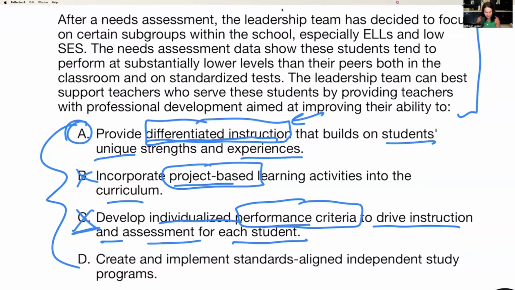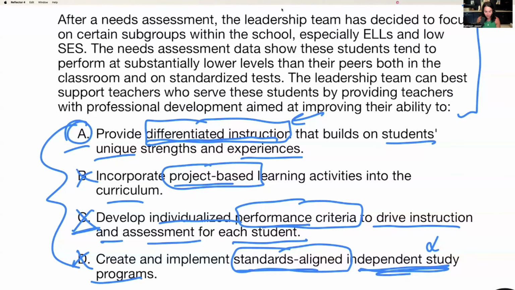This one's tricky. And D, create and implement standards aligned independent study programs. Now this one's tricky. Here we have standards aligned. Good word. But independent study programs, that means the students are on their own most of the time. That means that there's a good word attached to a bad phrase. Be on the lookout for that. And again, this is SLLA 6990. So this is for our leadership candidates, but you can see the pattern is the same. So D, I don't like because of this independent study.